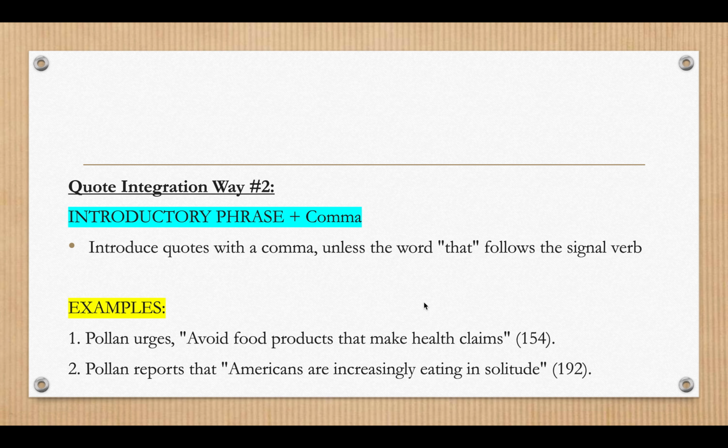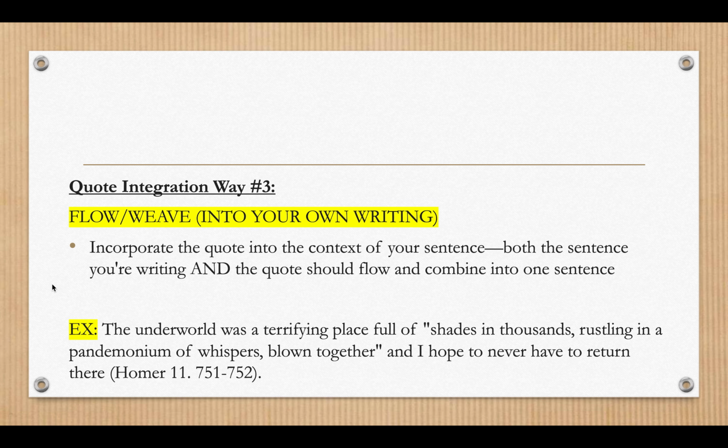All right, moving on. The last way that you can incorporate a quote into your writing is called the flow or the weave. So what you're doing with this example is incorporating your quote into the context of your sentence. Both the sentence that you're writing and the quote should flow and combine into one sentence. So I'm going to read my example to you here, and I'm going to point out a couple things at the end. So here's my example. The underworld was a terrifying place full of shades in thousands, rustling in a pandemonium of whispers blown together, and I hope to never have to return there.